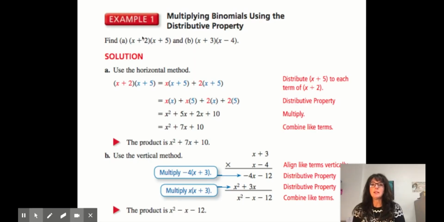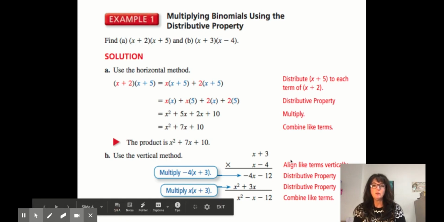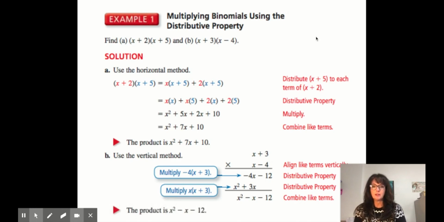So when you think about it, you have x plus 2 times x plus 5. What we have to do is multiply x times the x and the 5. We have to multiply 2 times the x and the 5, and then combine like terms. So you can kind of see this. They made this one colored red, this one colored blue. They split up the red, so we have the x times this x plus 5, and then 2 times x plus 5. You get all these different terms, right? Combine like terms to get your final answer. I probably will not show you the vertical method, but if you want to pause the video and read through this example part B, you can see the vertical method as well.